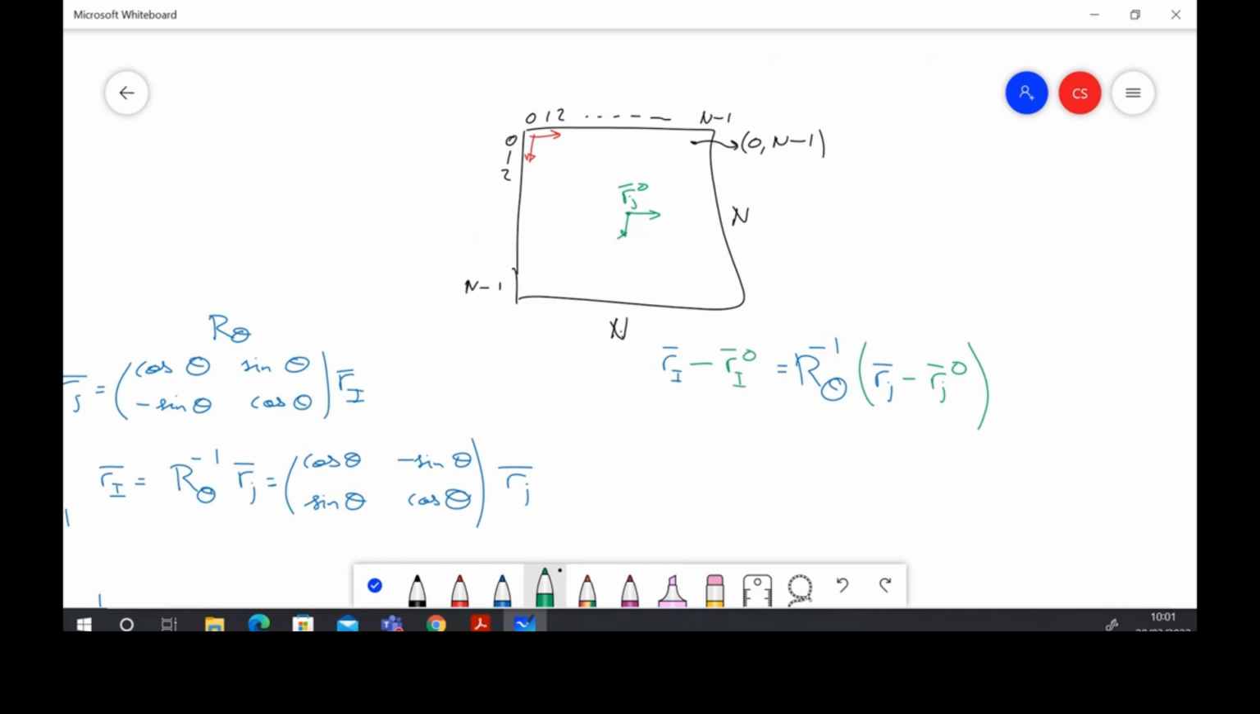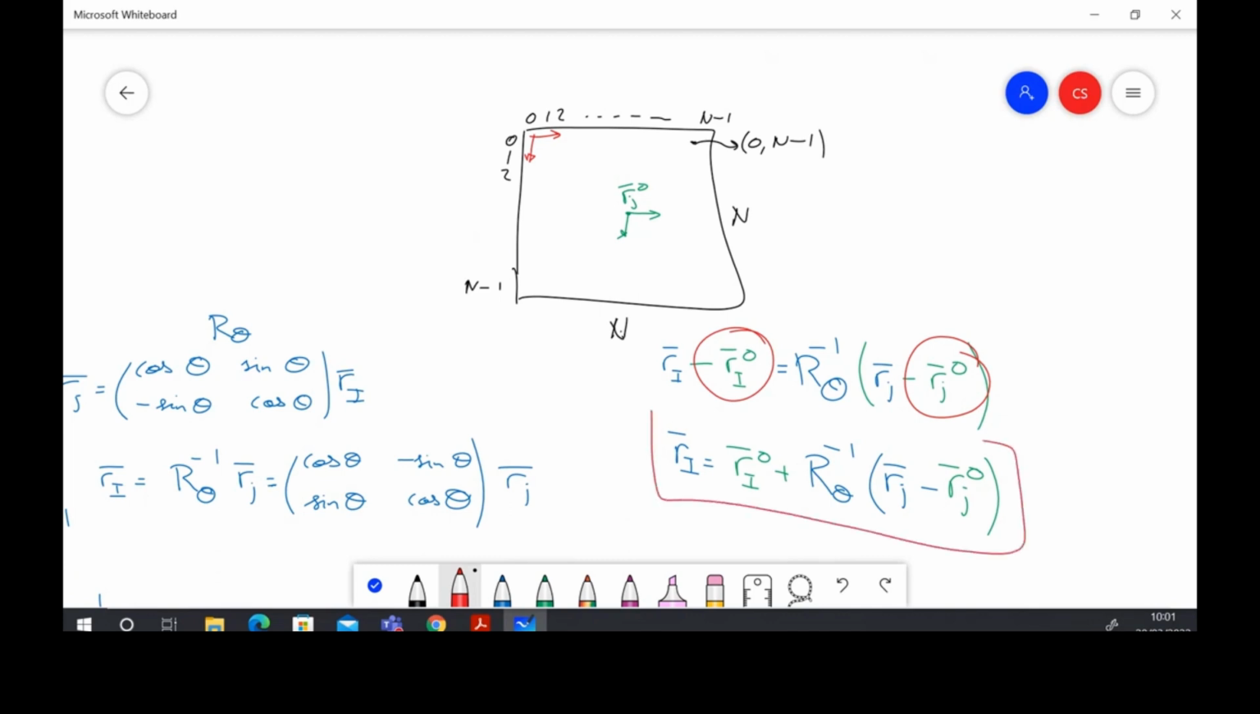And now you can rearrange all these things. So this is r_i equal to r_i center plus R(theta minus 1), and then you have r_j minus r_j center. But we already know this trick. This trick of subtracting a reference point and then adding it back, it was something that we already did before. So this is the equation that you have in this slide.